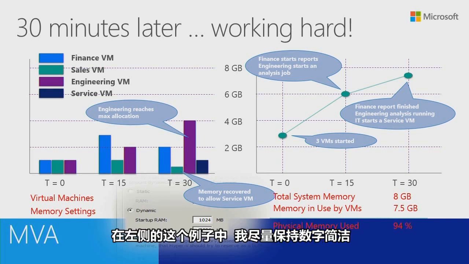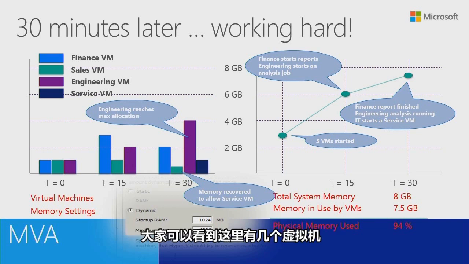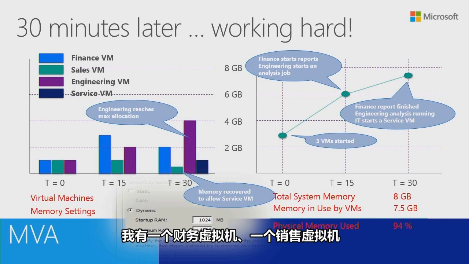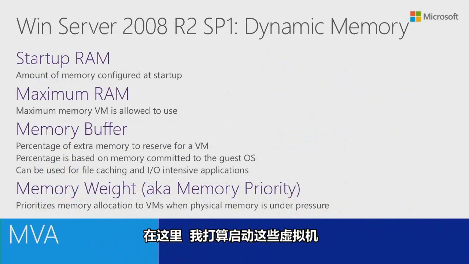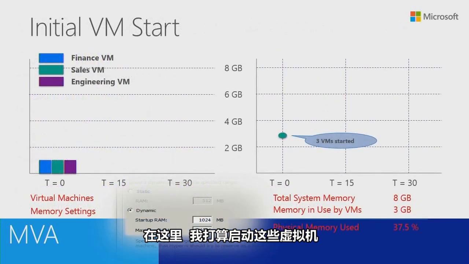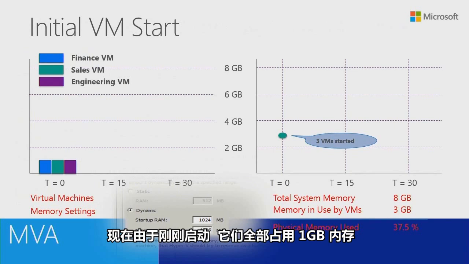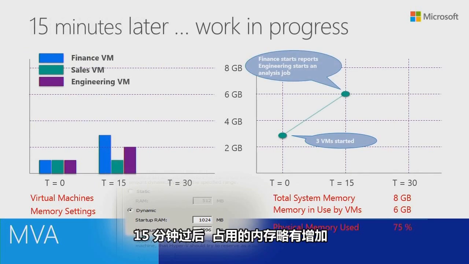So in this example on the left-hand side, and I kept the numbers really simple, you can see I've got a couple of virtual machines here: a finance VM, a sales VM, an engineering VM, and a service VM. I'm going to start them up, so the time is 0. At this point, they're all using a gigabyte of memory because they just started. Over time, 15 minutes later, they're using a little bit more memory.